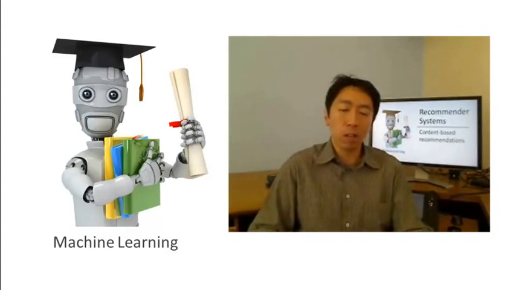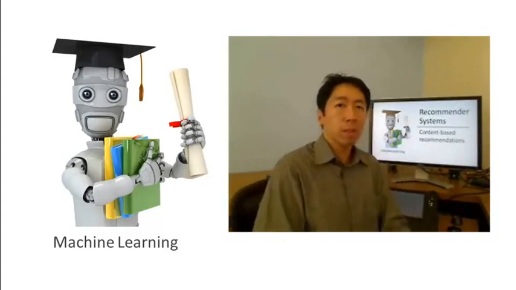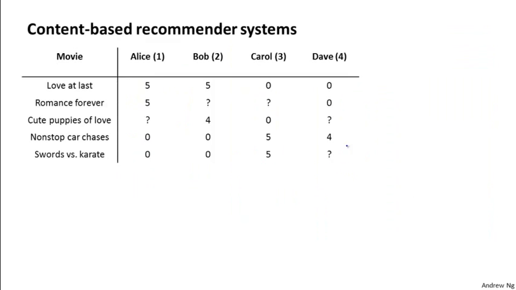This approach is called content-based recommendations. Here's our data set from before, and just to remind you of a bit of notation, I was using n_u to denote the number of users, and so that's equal to 4, and n_m to denote the number of movies. I have 5 movies. So how do I predict what these missing values would be?